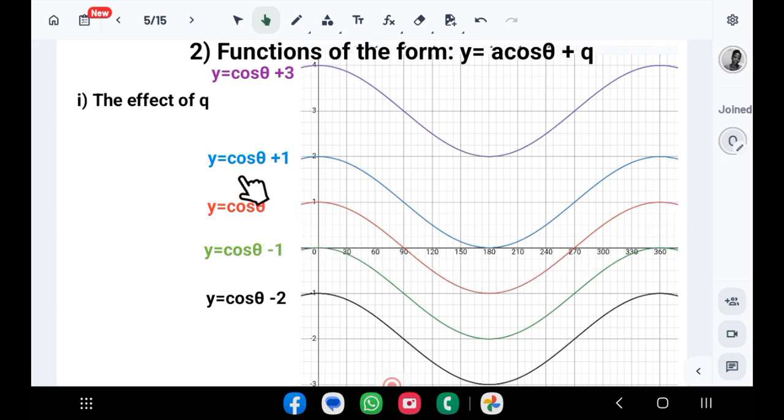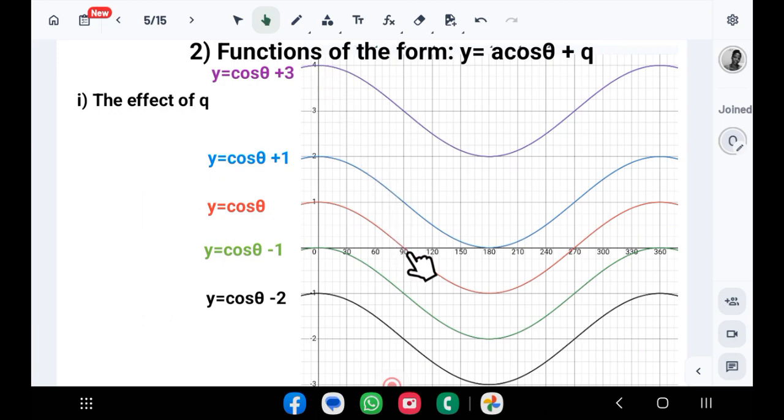All right, now let's look at what happens when your q is equal to 3. Y equals cos theta plus 3. So basically all you did, you get the purple graph. All that happened is that you simply took the red graph, which is the standard graph, and shifted it 3 units up. So for the first maximum turning point, you went 1, 2, 3, and that's why your maximum turning point landed at 0 degrees and 4.